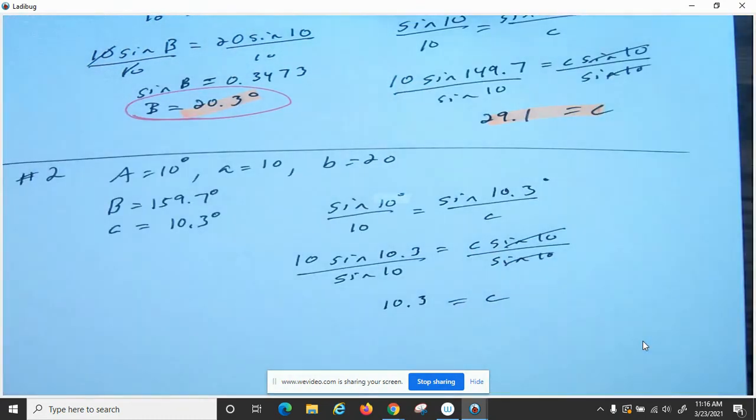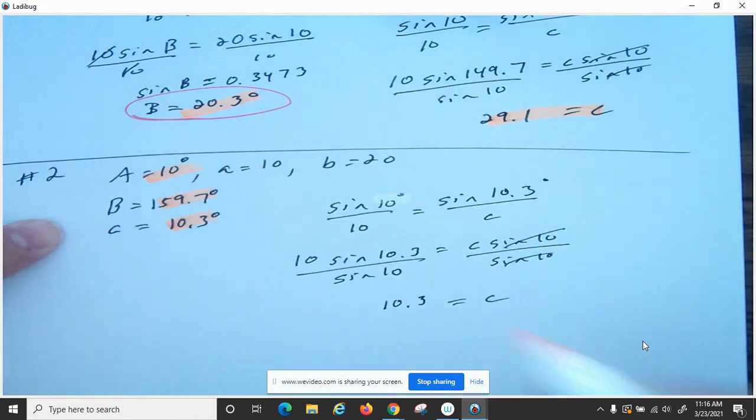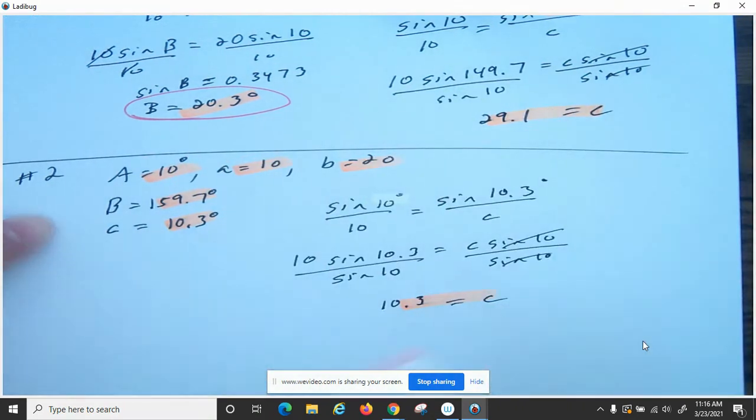All right, so now I have everything I need. I have angle A, B, C, and side A, B, C. So that triangle is now solved.